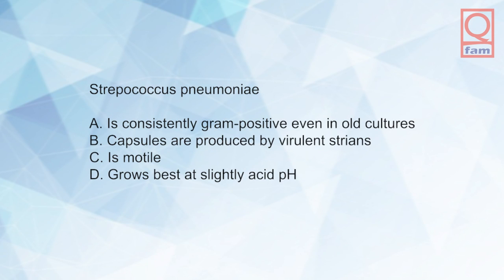Streptococcus pneumoniae. A. Is consistently gram-positive even in old cultures. B. Capsules are produced by virulent strains. C. Is motile. D. Grows best at slightly acid pH. The answer is B. Capsules are produced by virulent strains.